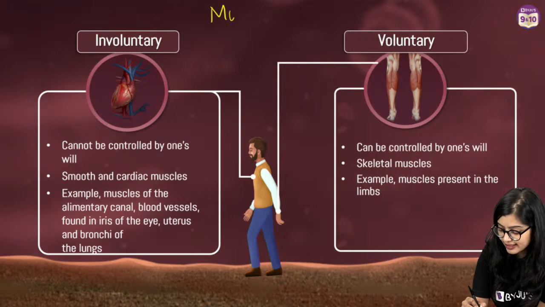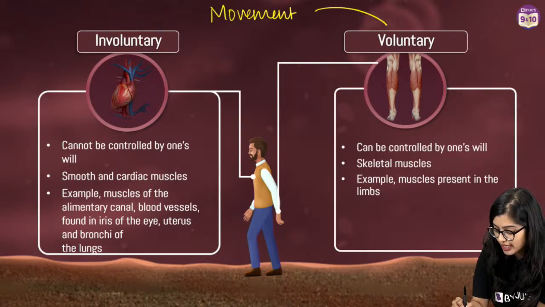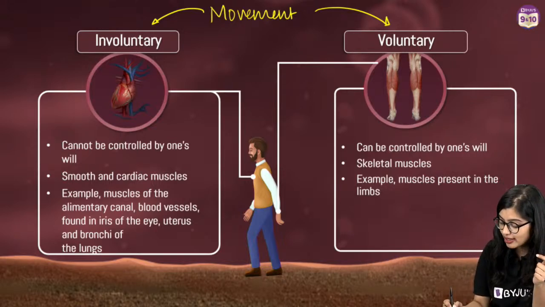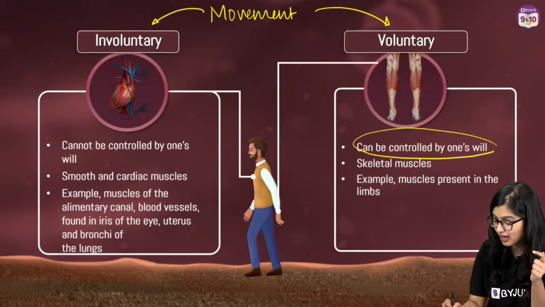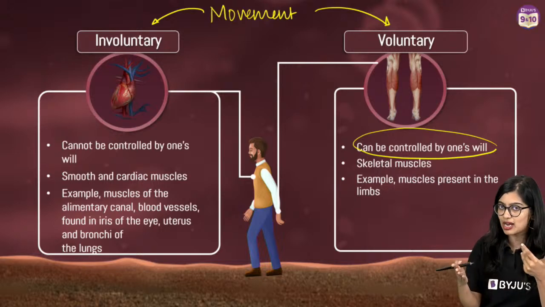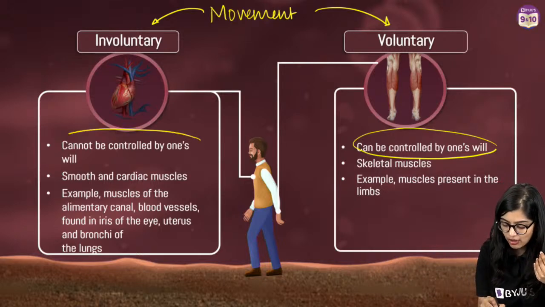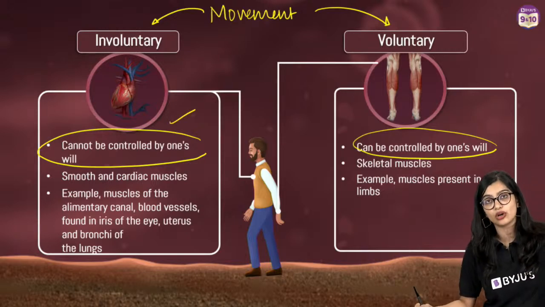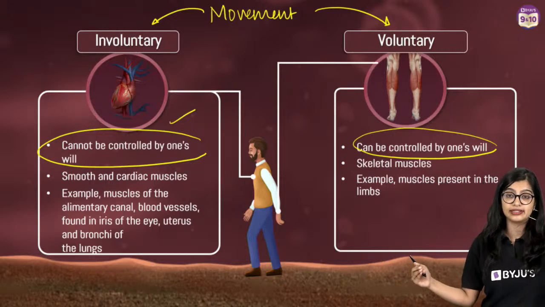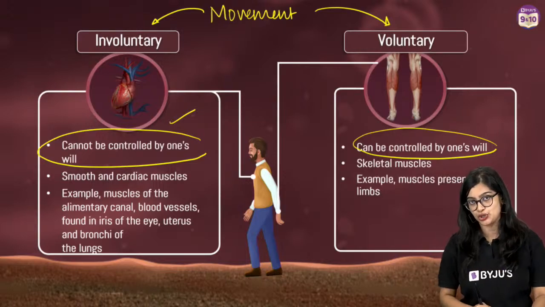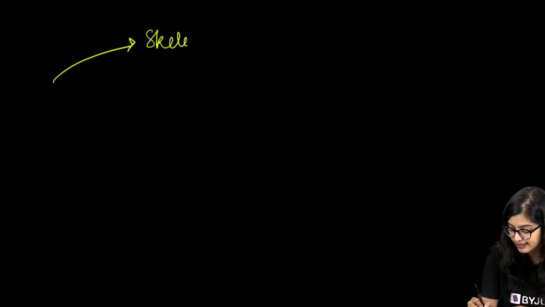Which is why broadly we see that movement is of two types: voluntary and involuntary. Voluntary movement is when it can be controlled by me, by one's will. On the other hand, if I cannot control my movement, I will call it involuntary. Based on this voluntary and involuntary movement, we have three types of muscular tissue. The three types include your skeletal muscles.